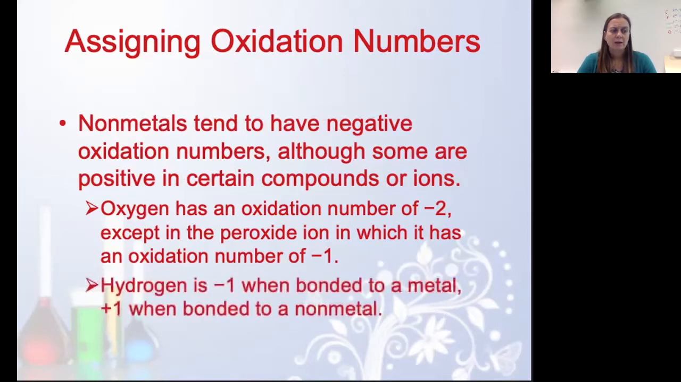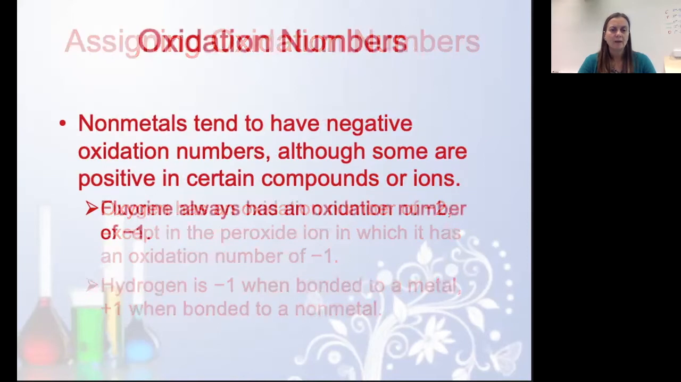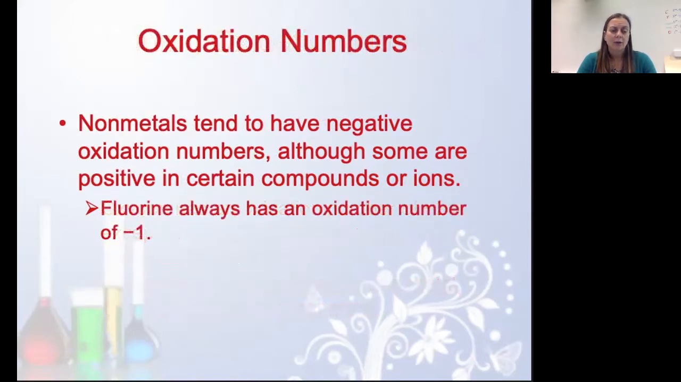Hydrogen is going to be -1 oxidation state when it's bonded to a metal, or it could be a +1 when it's bonded to a non-metal. So most often hydrogen is a +1, but it is a -1 when it's bonded to a metal. Fluorine, in a compound, we're always going to assign an oxidation number of -1. So we have at this point now 3 rules about 3 elements, and we know how to assign oxidation numbers to elements and to ions.